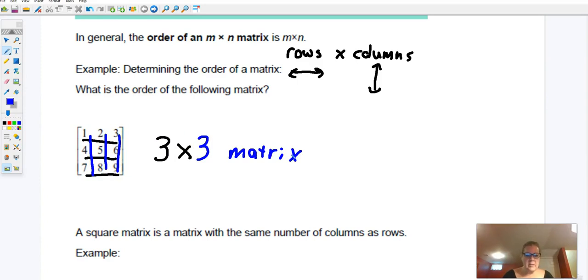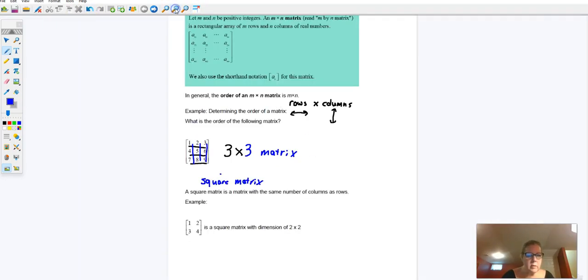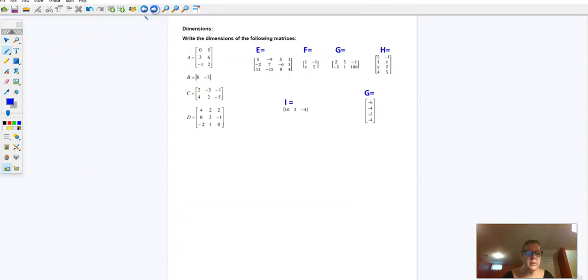A square matrix is a matrix with the same number of rows as columns. So this is also considered a square matrix. A 2 by 2 matrix, a 3 by 3 matrix, a 4 by 4 matrix. That's what those are. And let's see if I can make this smaller. Okay, so this is a 2 by 2 matrix, 2 by 2 square matrix, because there are 2 rows and there are 2 columns.